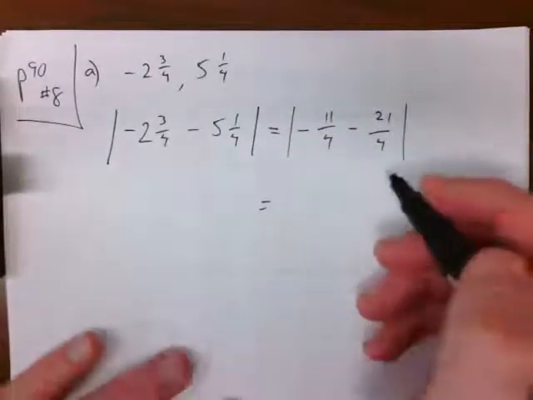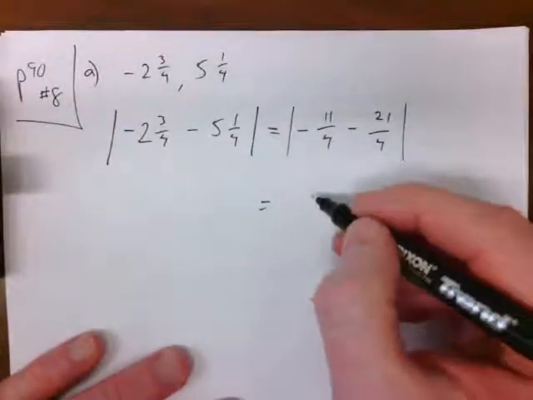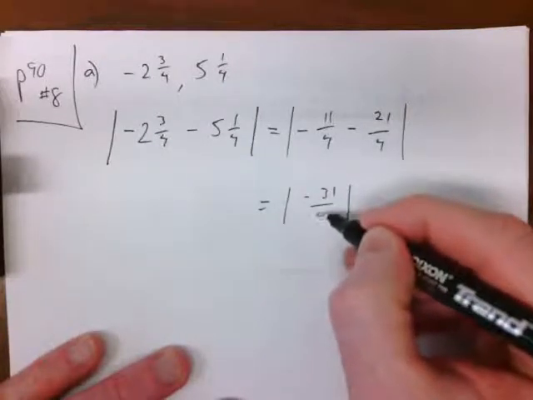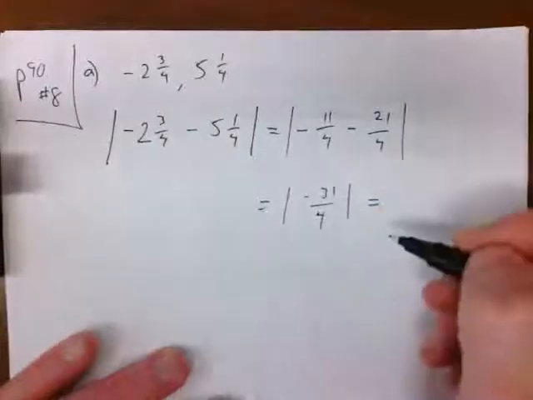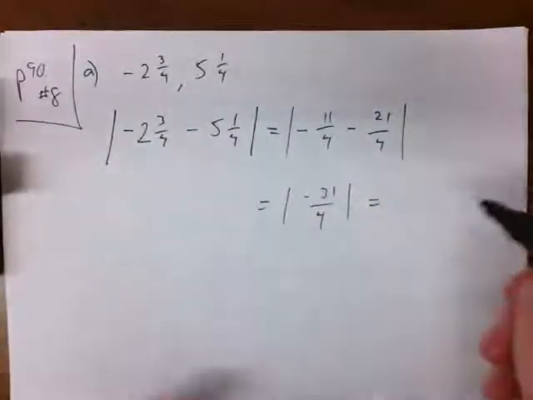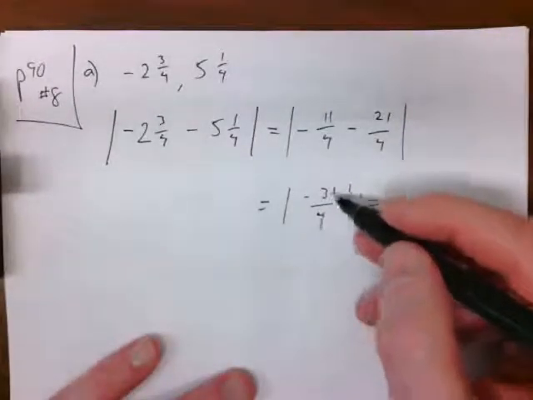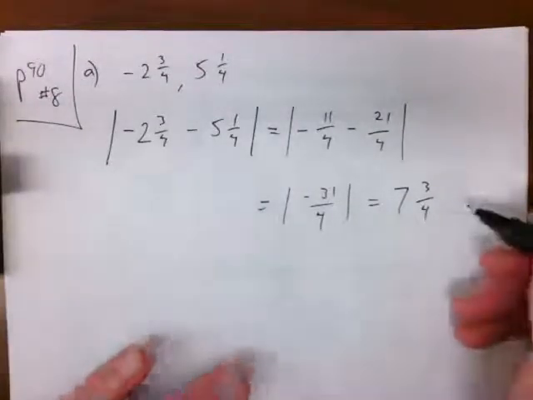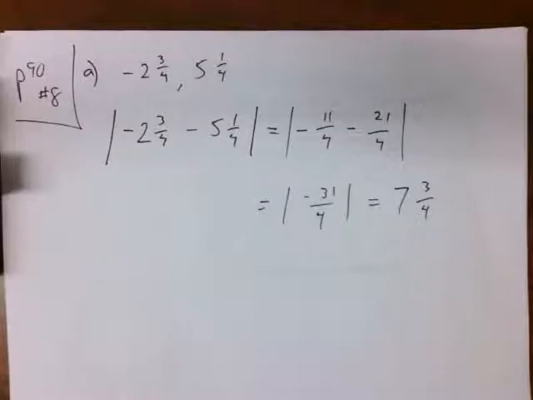11 minus 21 is going to be negative 31. So that equals negative 31 over 4. We can lose those absolute value signs to make it positive, and I can also change this to a mixed fraction. 4 goes into 31 7 times. 3 is left over. That's your final answer.